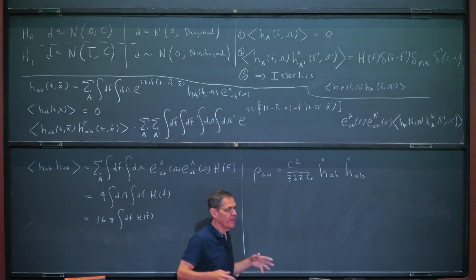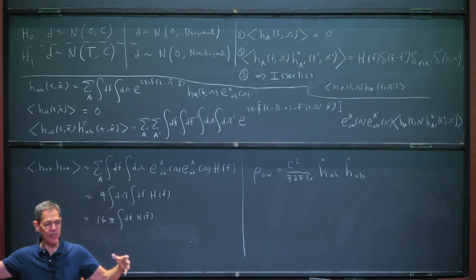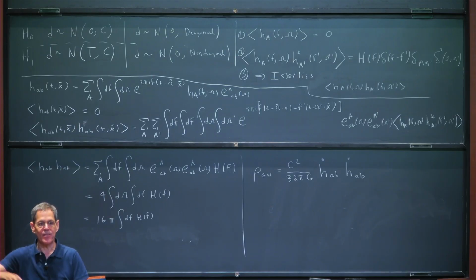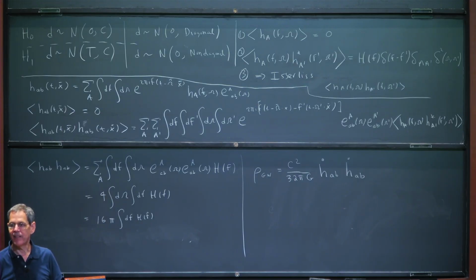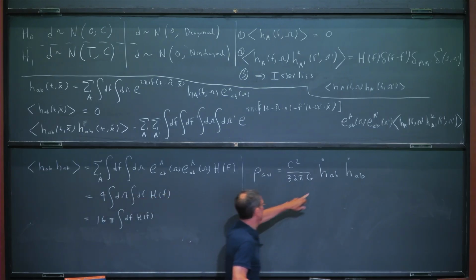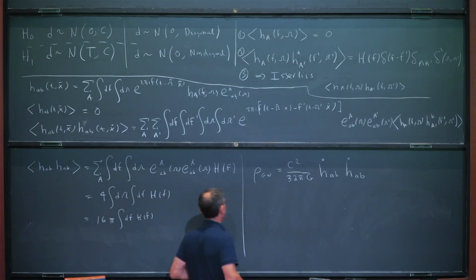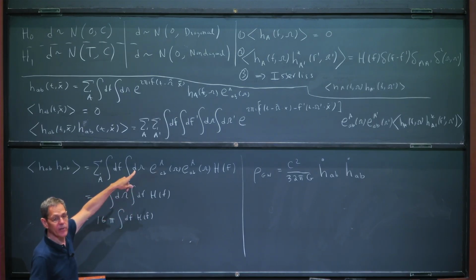And you have to be a little bit careful because you have to average that over a volume which is large enough to contain at least a few wavelengths, and over a period of time which is large enough to contain a few cycles. Otherwise, the meaning of energy in GR is a bit problematic. So let's use this to calculate the expected energy density associated with our Gaussian ensemble.